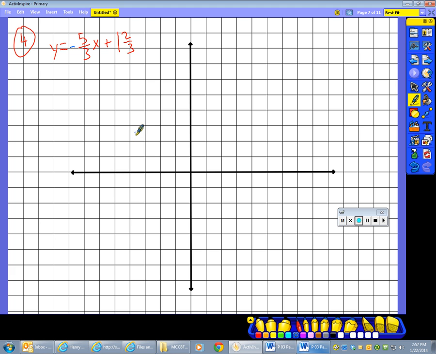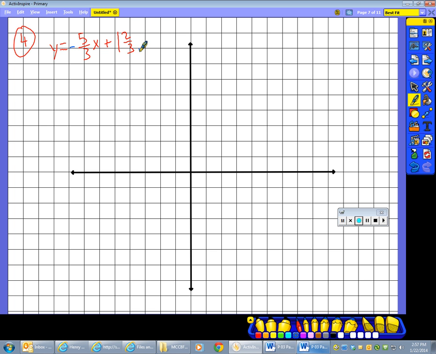And now I'm ready to graph this thing. Now, we're going to have to do some guesstimating as to where it would land on the graph. There are other ways to graph it where you can get it perfectly on there, but this is all I'm expecting to see from you guys.